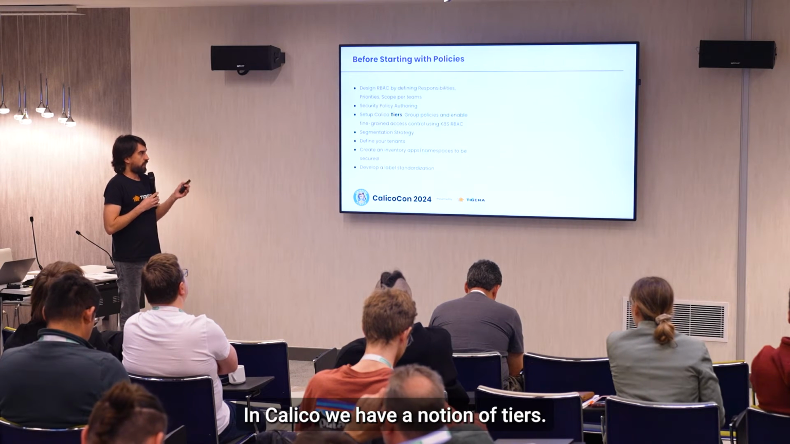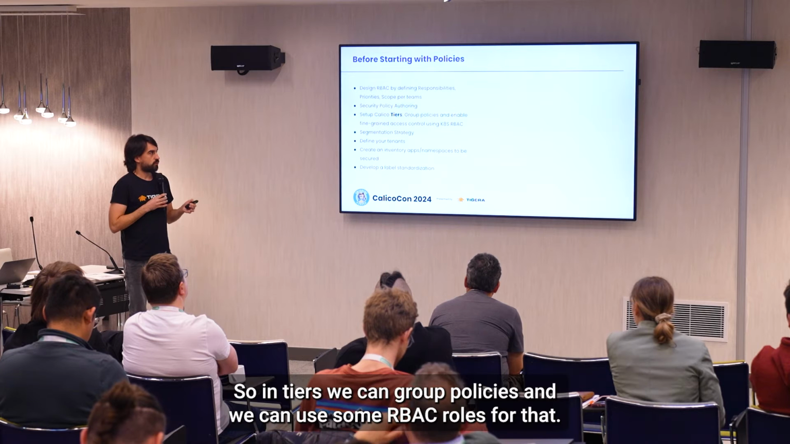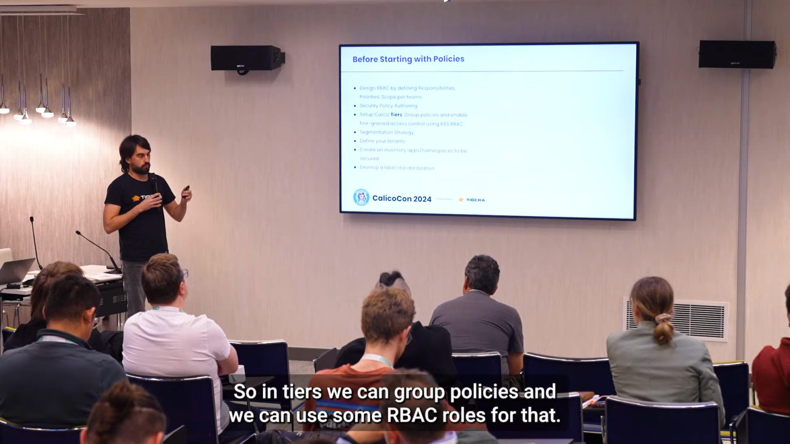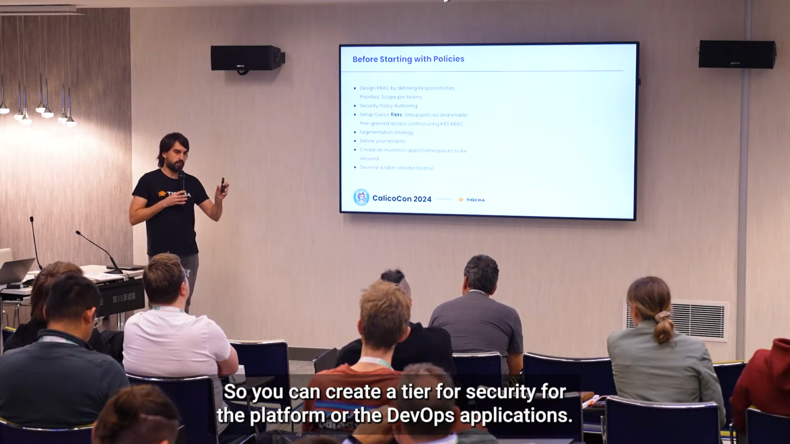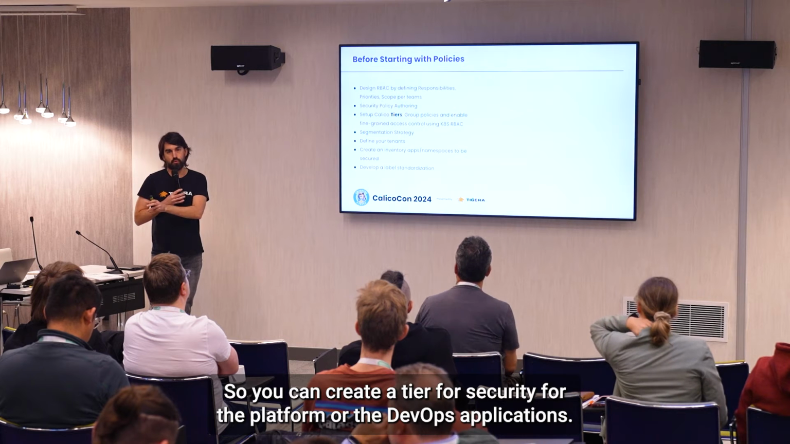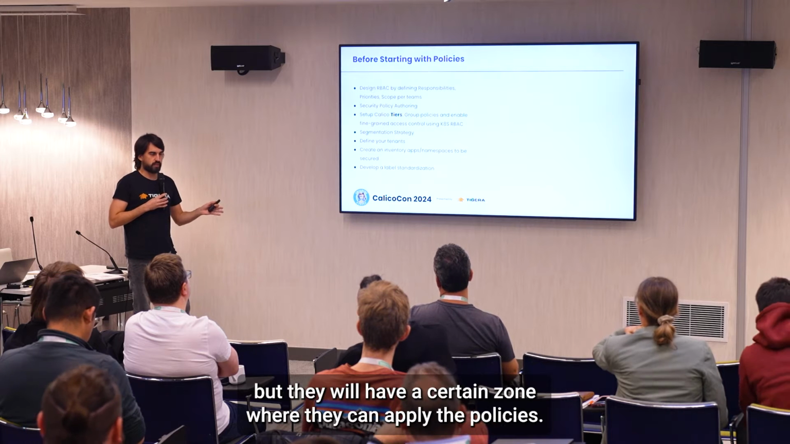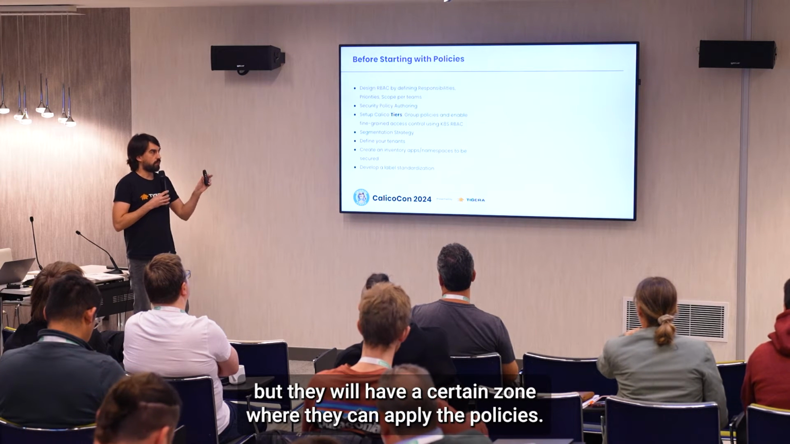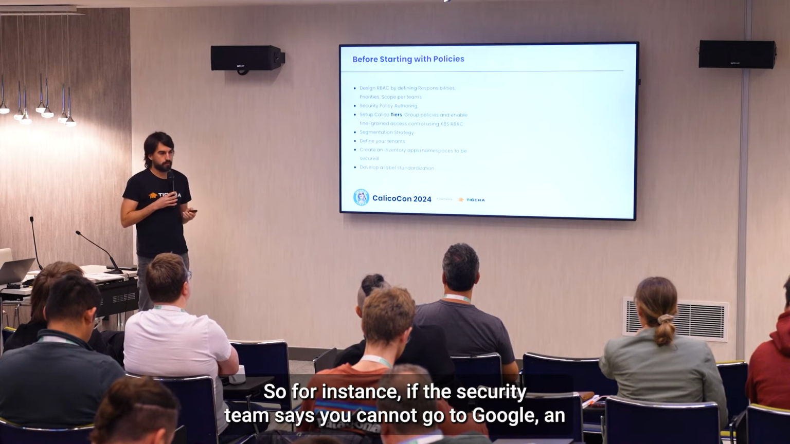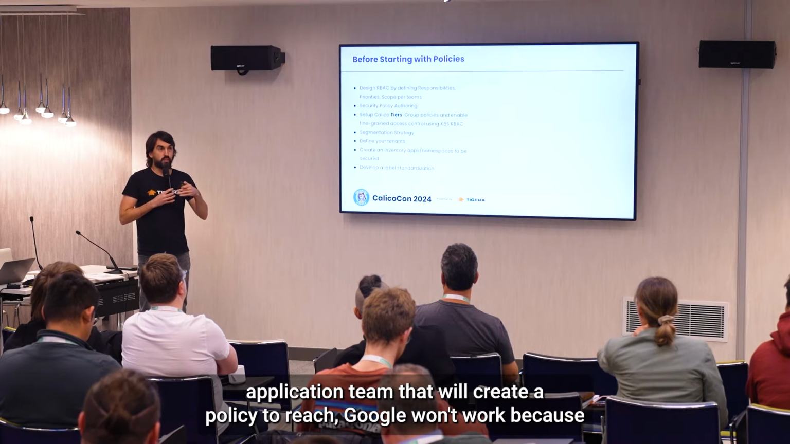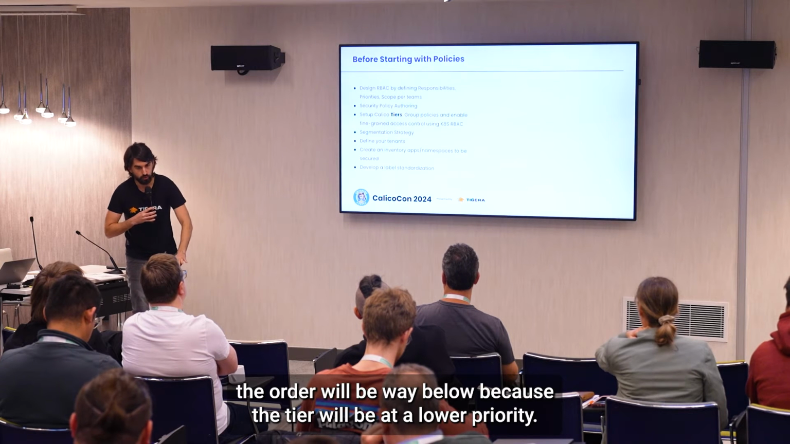In Calico, we have a notion of tiers. The tiers are for Calico Enterprise and Cloud. In tiers, we can group policies and we can use RBAC roles to enable people to create policies in those groups. So you can create a tier for security, for the platform, or the DevOps applications. So it means you can give the right to everybody to create policies, but they will have a certain zone where they can apply the policies. So for instance, if the security team says you cannot go to Google, an application team that creates a policy to reach Google won't work because the order will be way below, because the tier will be at a lower priority.